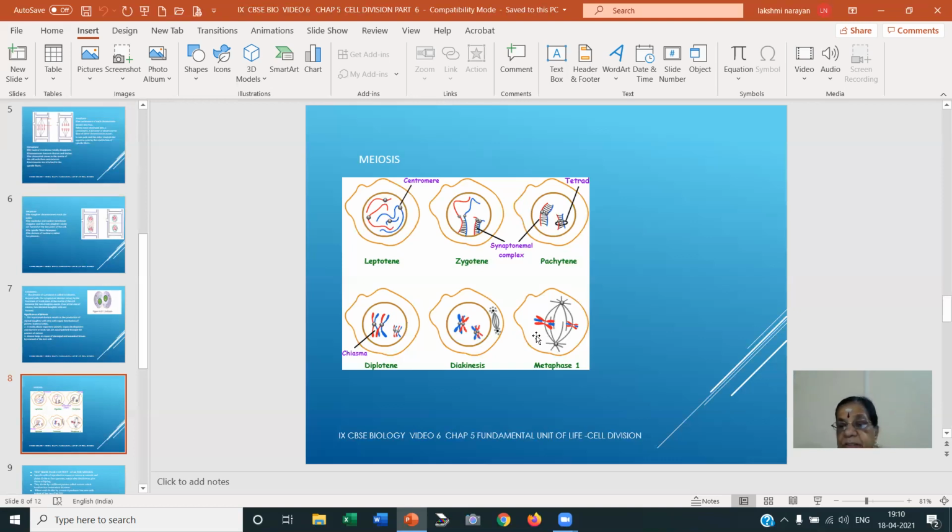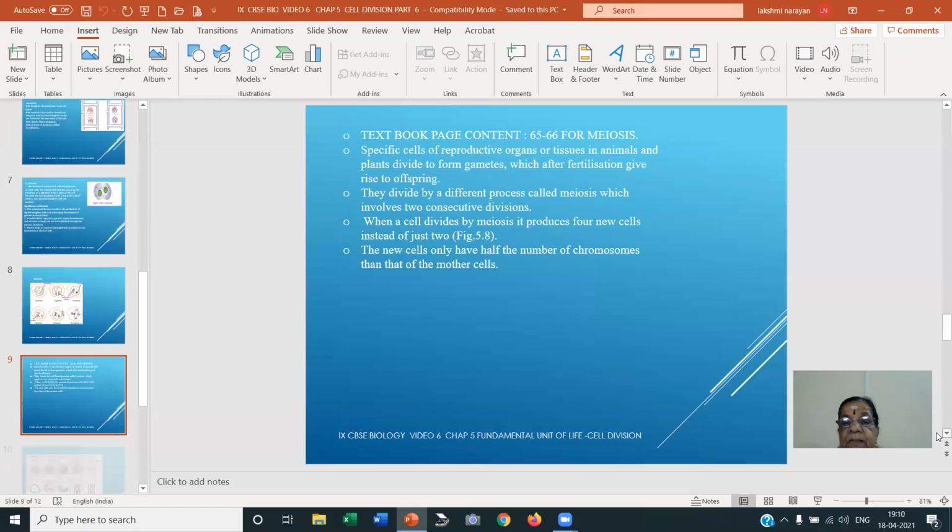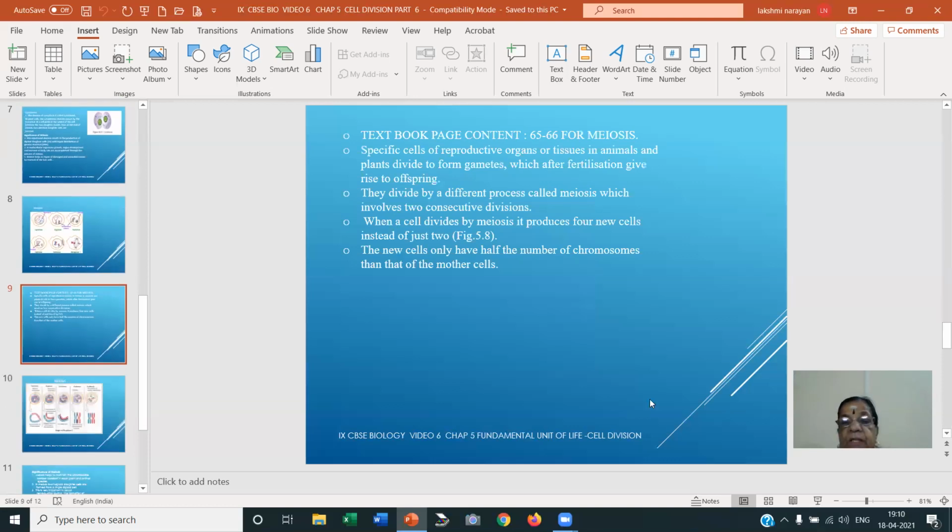So here in metaphase 1, the chromosomes are arranged on the equatorial plane and they are held by the spindle fibers. I hope you understand this. So this is for prophase 1 of meiosis and the metaphase stage.